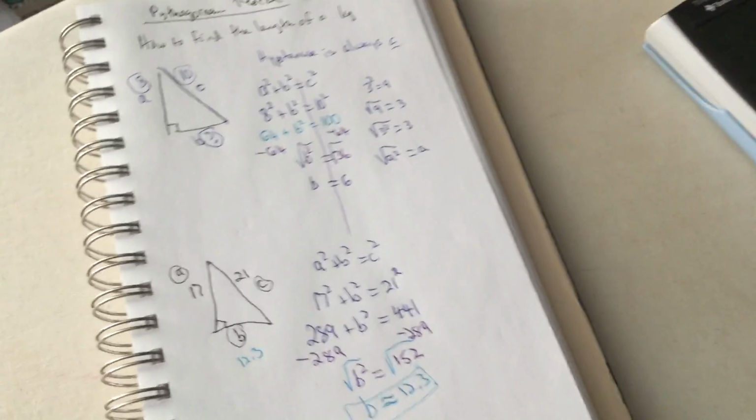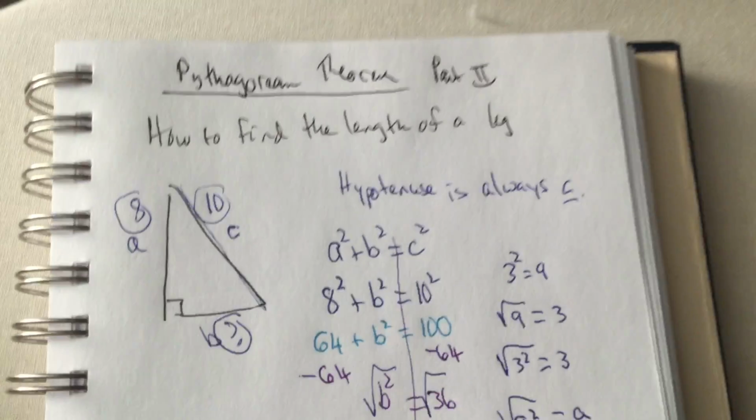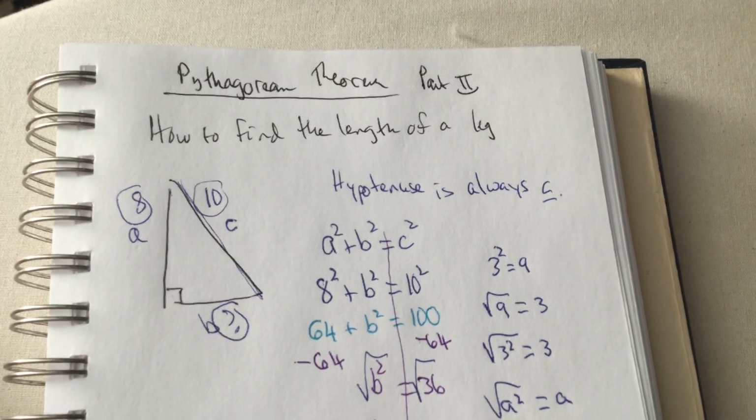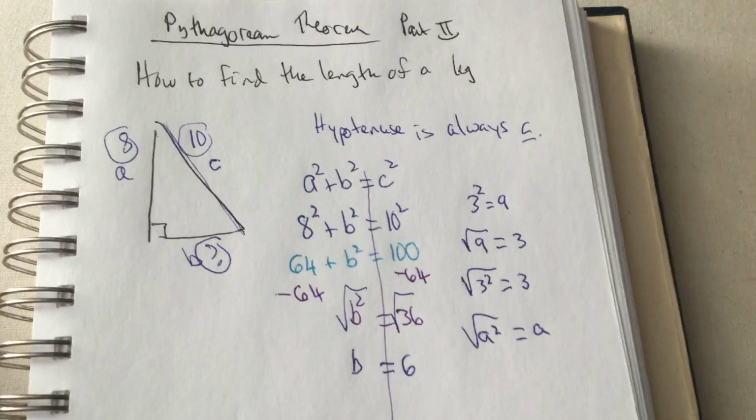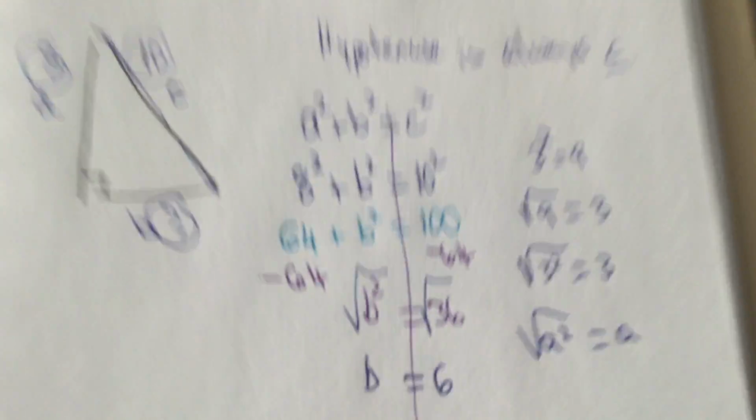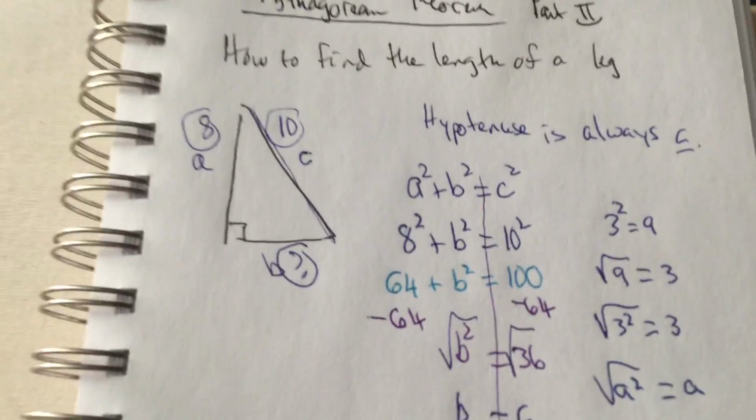All right, so a little bit of a summary. Second problem type with the Pythagorean theorem, how to find the length of a leg. You got your handy dandy formula right here. I'm going to use a pointer. So my big fat finger.